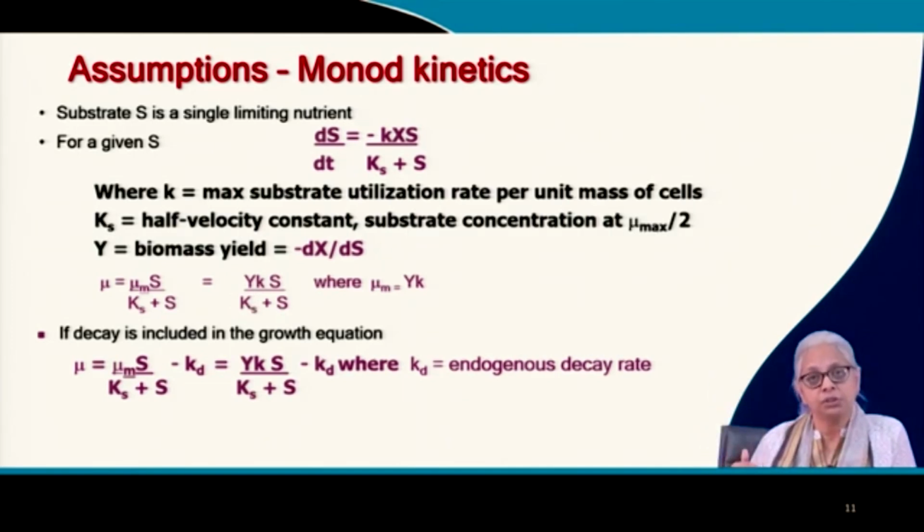You know how much substrate has been consumed, the initial and the final concentration is given, and you know how much biomass is produced. So Y is one of the easiest parameters to measure, and small k, like I said, is also not difficult to measure. It depends on the nature of the substrate. Then we come to the last part of this derivation.